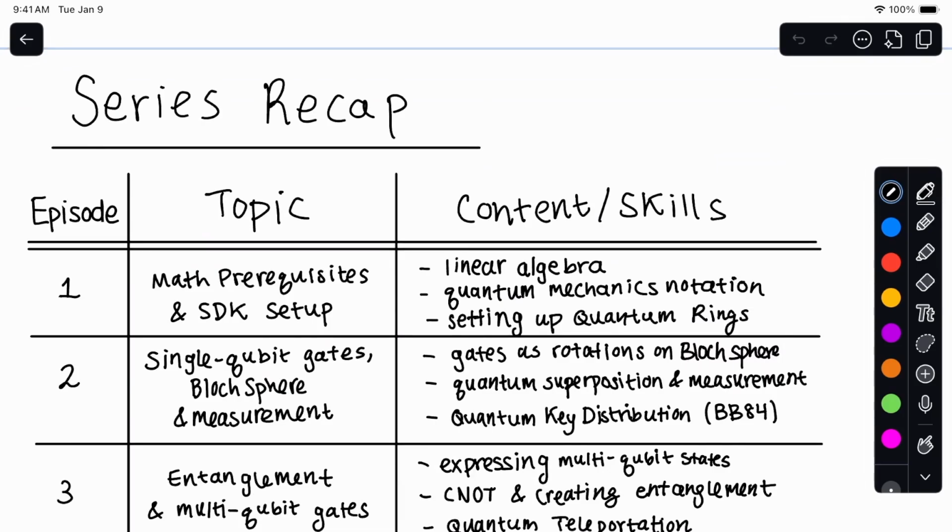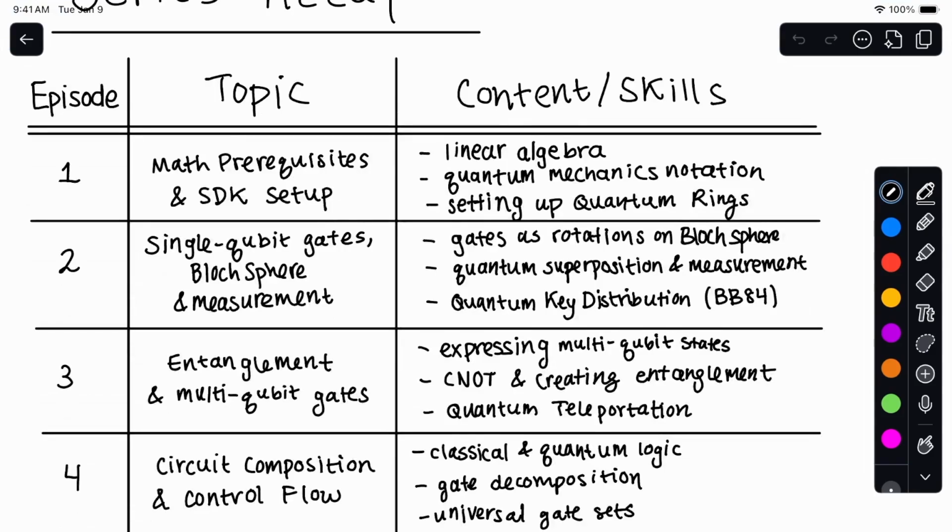So this course had no prerequisites. The very first thing we did was talk about the math that we needed to know in order to move forward and also setting up the SDK for Quantum Rings. In that one, we mostly focused on linear algebra and then also quantum mechanics notation. So we learned about bras and kets and operators, expectation values, inner and outer products. And then we set up Quantum Rings.